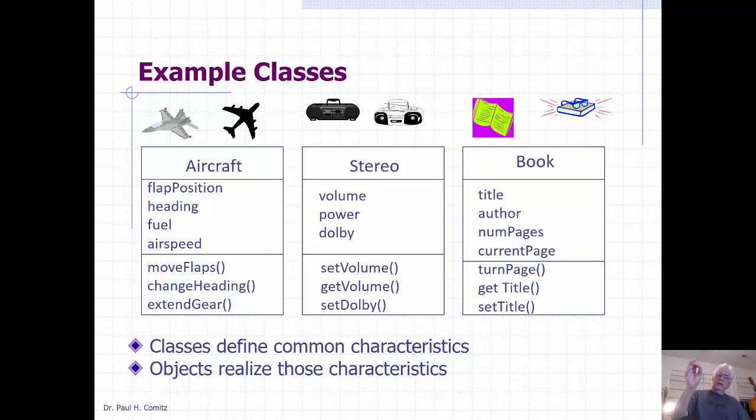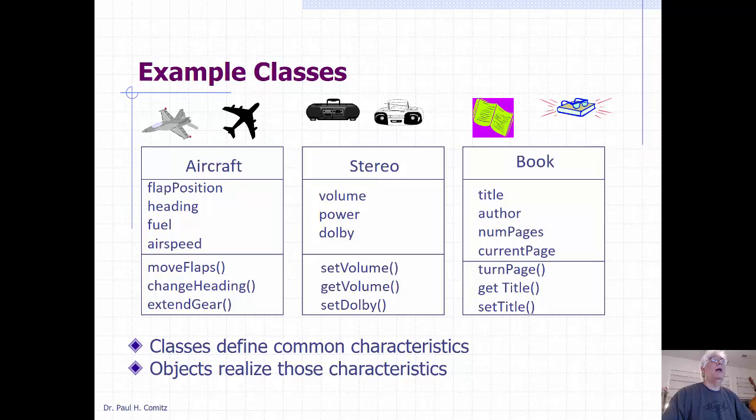A quick word before we continue. You will find interchangeably in the literature the idea of data, attributes, and state all really sort of refer to the same thing. Data, attribute, state, that's this information right here. The behavior or the methods are often referred to in the same way. Here, move flaps is behavior, change heading is behavior, extend gear is behavior.